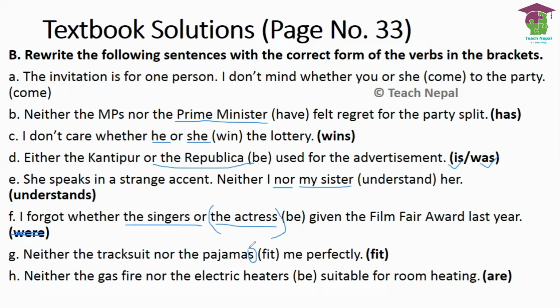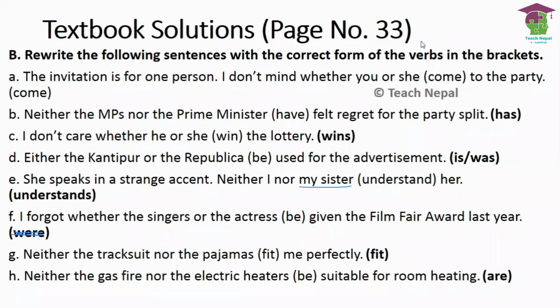Neither the gas fire nor the electric heaters, B form should be used there, suitable for the room heating. So electric heaters are, you know, electric heaters plural consider गरेको भएर we have to write are here. All right, so in this way you can do these textbook solutions.